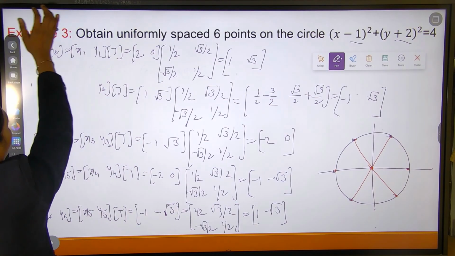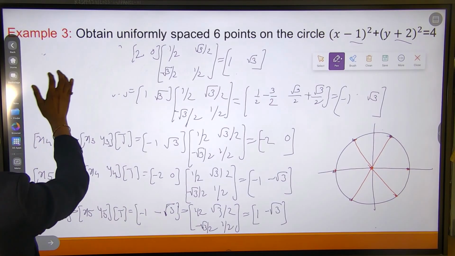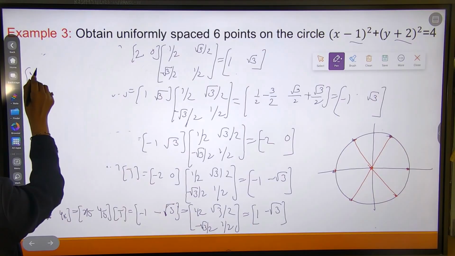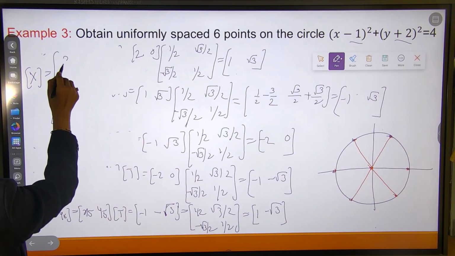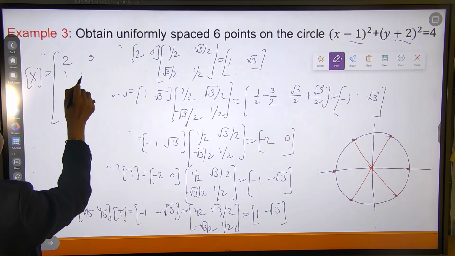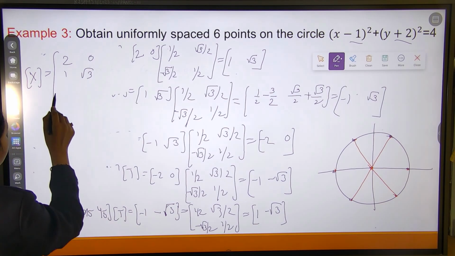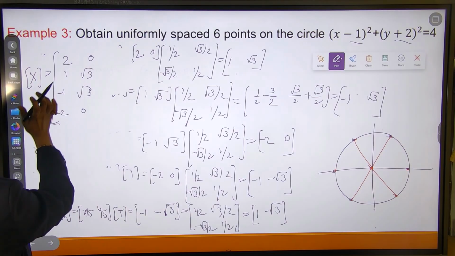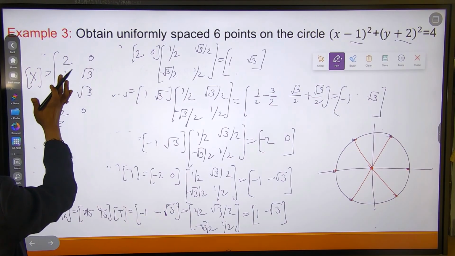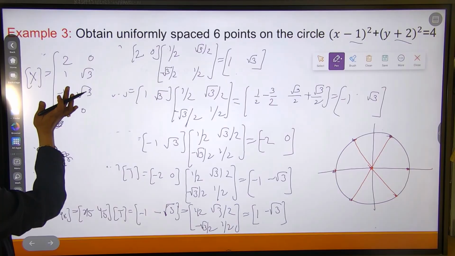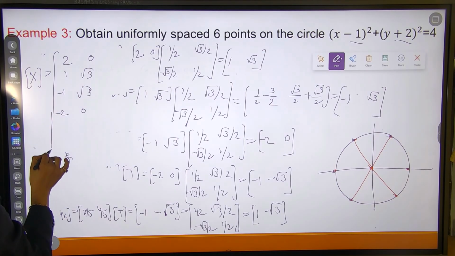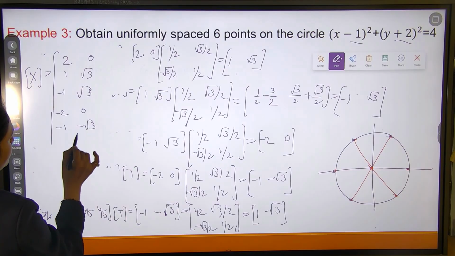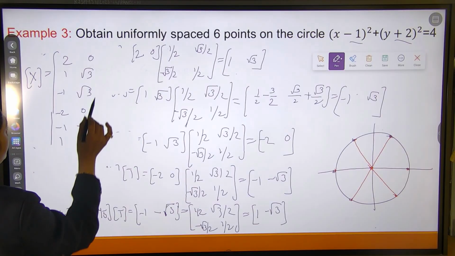So I form the matrix X. X is equal to x1 y1 is 2, 0, x2 y2 is 1, root 3, x3 y3 is minus 1, root 3, x4 y4 is minus 2, 0, then minus 1, minus root 3 and 1, minus root 3.